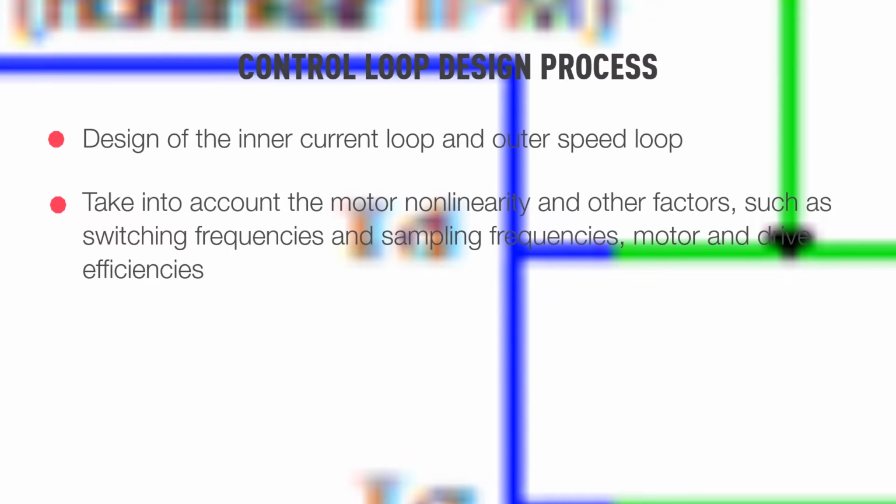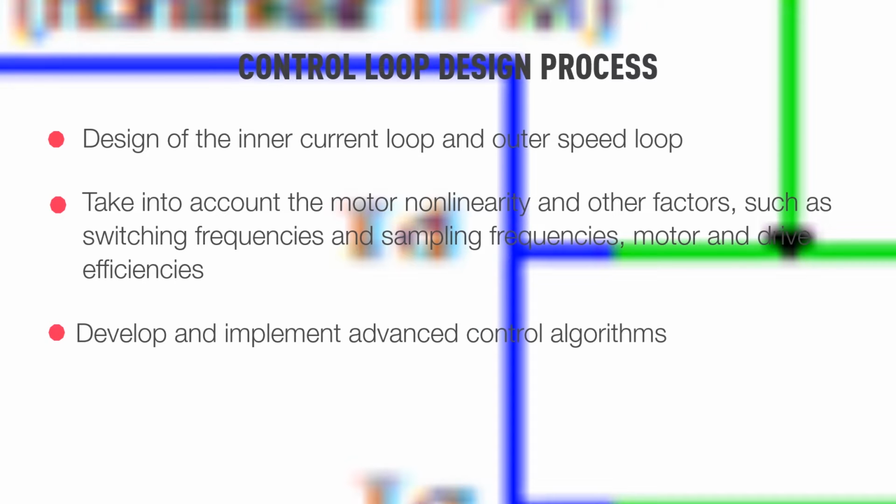As you may know, control loop design of a permanent magnet synchronous motor, PMSM, drive could ask some efforts and time for any engineers. First, it involves the design of the inner current loop and outer speed loop. Then engineers need to take into account the motor nonlinearity and other factors, such as switching frequencies and sampling frequencies, motor and drive efficiencies. Finally, the optimum performance and advanced control algorithms need to be developed and implemented.